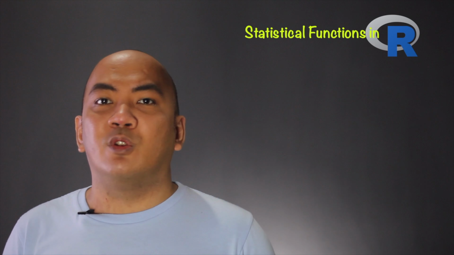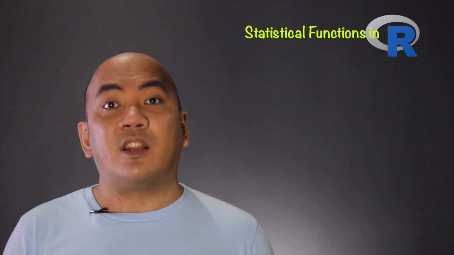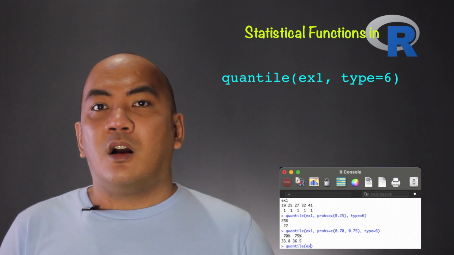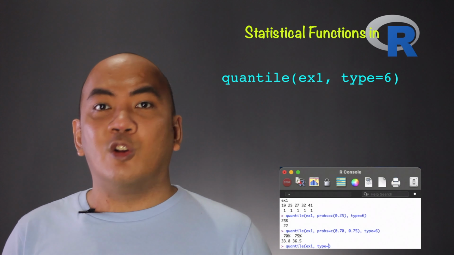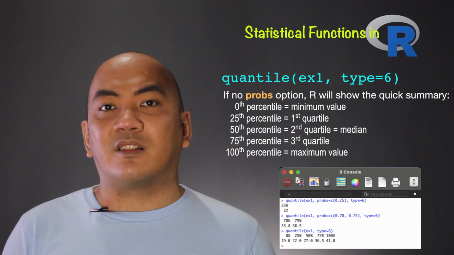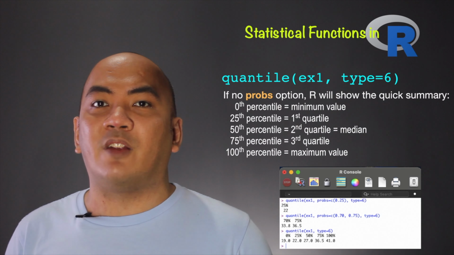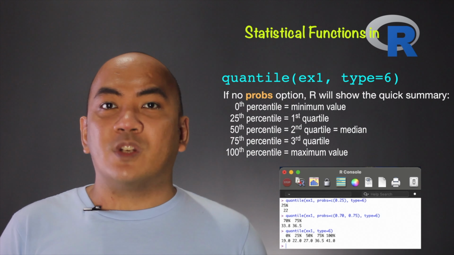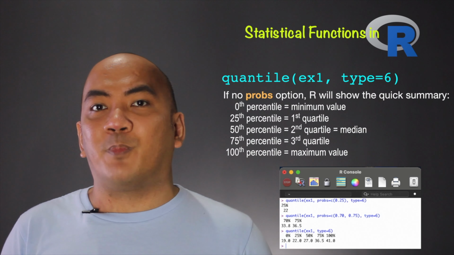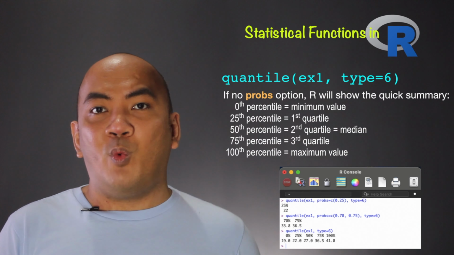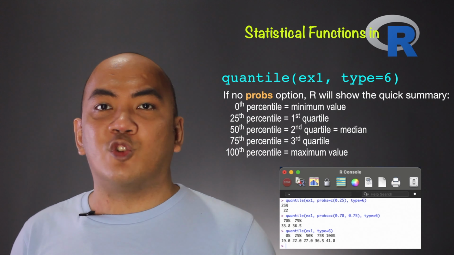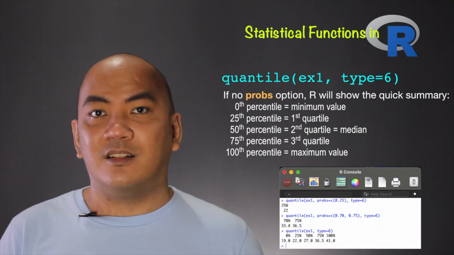Now what happens if we do not include the probs option in the quantile function? Let's say we have quantile parenthesis EX1, comma, type equals 6, close parenthesis, and press the enter key. R will give us the 3 quartiles, which are quartile 1, which is the 25th percentile, quartile 2, which is the 50th percentile, quartile 3, which is the 75th percentile, together with the lowest observation, which is the 0th percentile, and the highest observation, which is the 100th percentile.